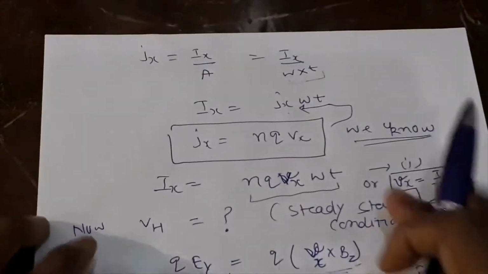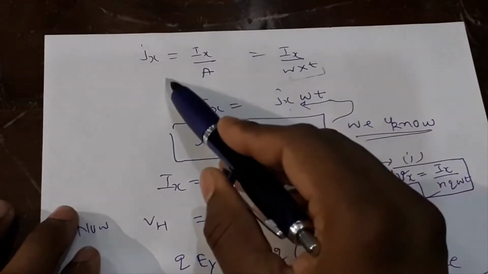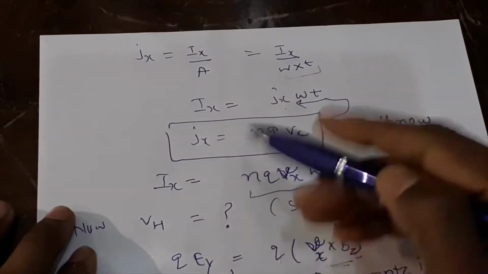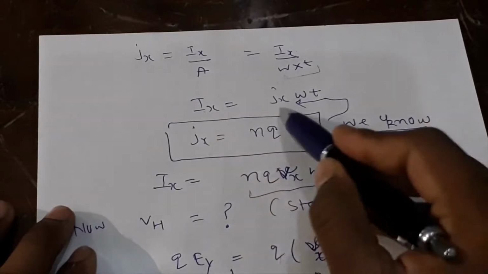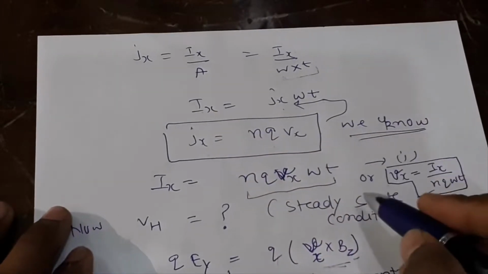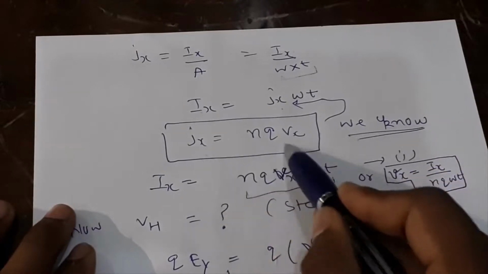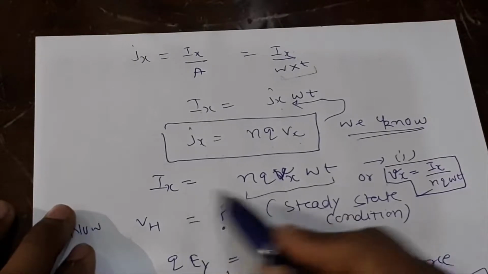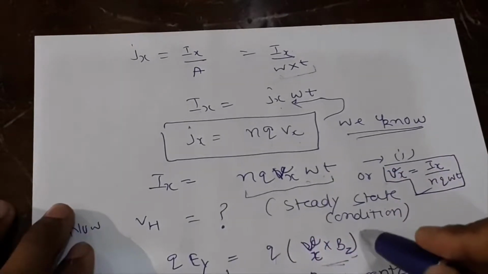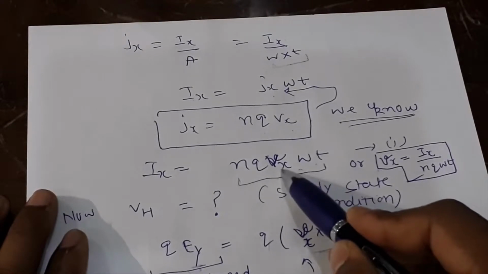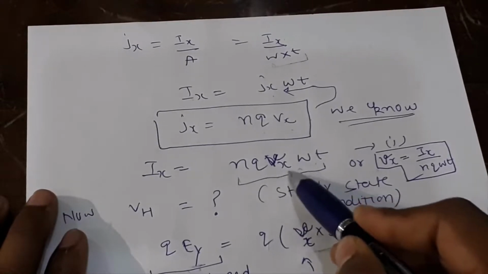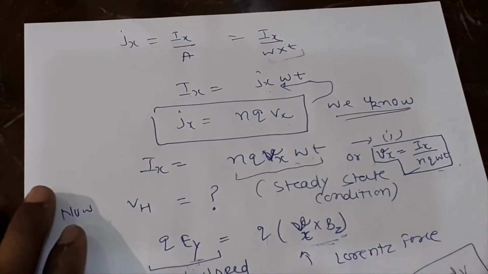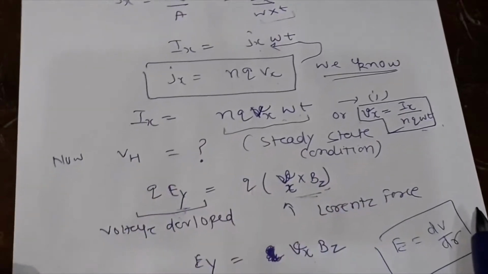So for I_x, we know current density is current per unit area, and the area of cross section is W into T, and then you can get I_x from here. One thing I have to take from the books is J_x is equal to n q v_x, and then you plug in this number here, so you get I_x is equal to n q v_x W t. Now the thing I want from here is v_x also. You can derive it by rearranging this term, you will get I_x upon n q W t. So this is your I_x and v_x which we will be using.